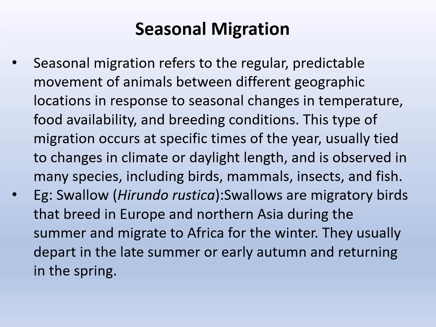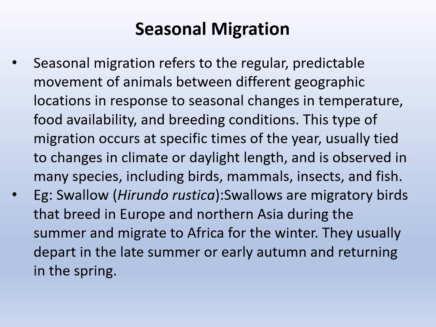Seasonal migration refers to the regular, predictable movement of animals between different geographical locations in response to seasonal changes in temperature, food availability and breeding conditions. So this type of migration occurs at specific times of the year, usually tied to changes in climate or daylight length, and is observed in many species including birds, mammals, insects and fish.